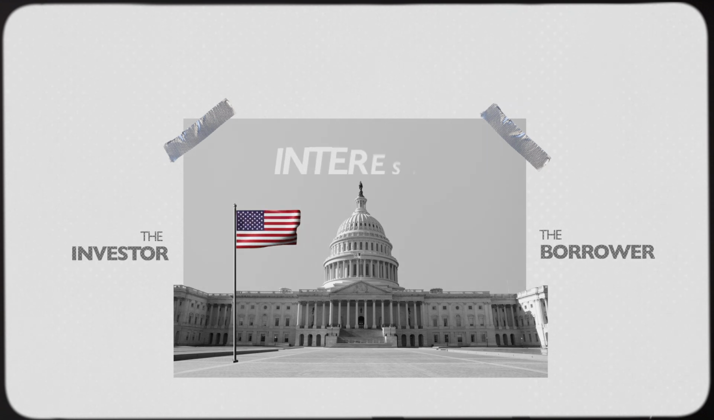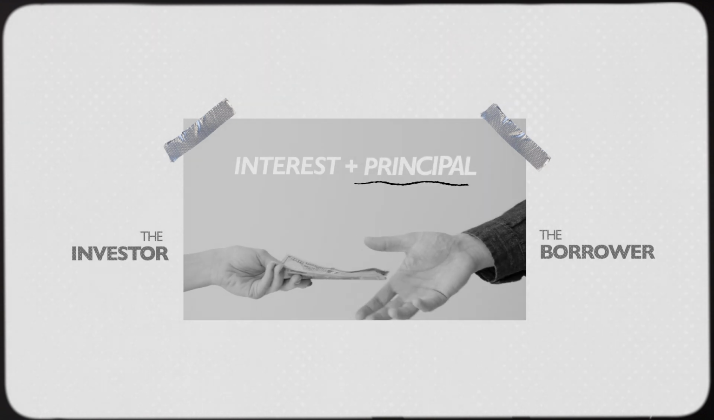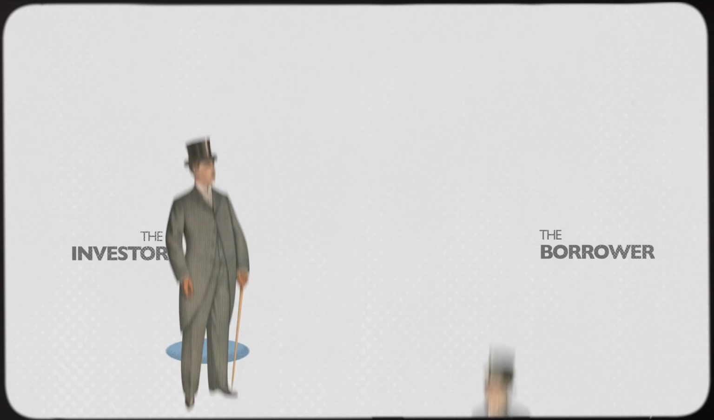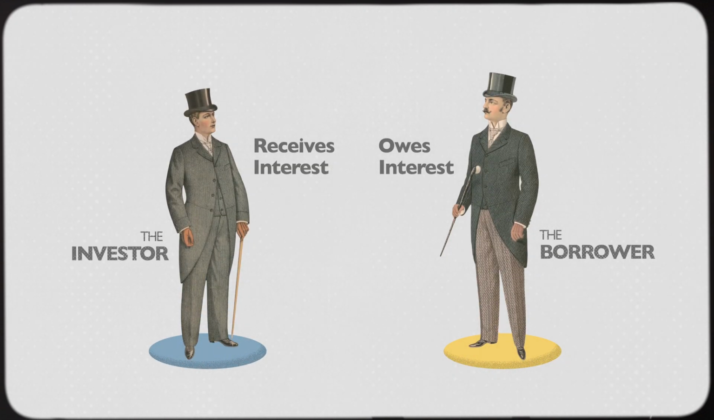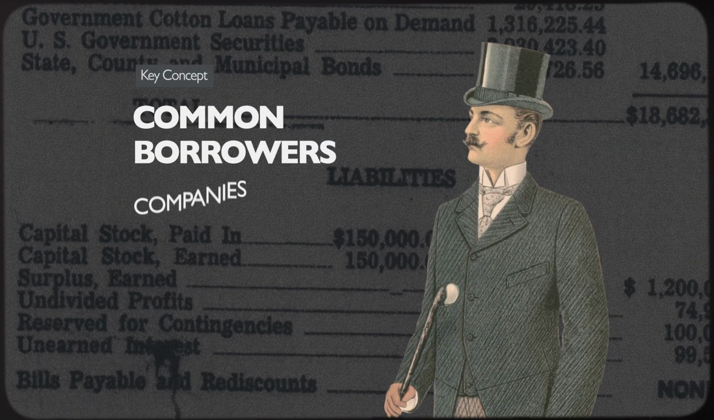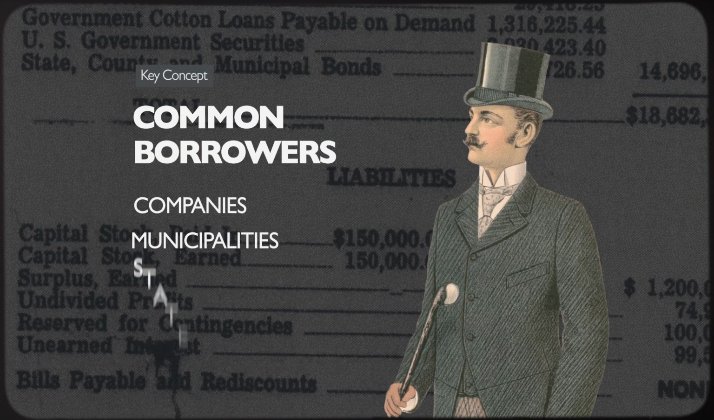Fixed income generally refers to bonds, which are a type of investment under which the investor lends money to an institution in exchange for interest or coupon payments and receives the principal amount at the end of the period. The borrower or issuer is obliged to make interest payments of a fixed amount on a fixed schedule. Common borrowers are companies, local municipalities, states, or national governments.